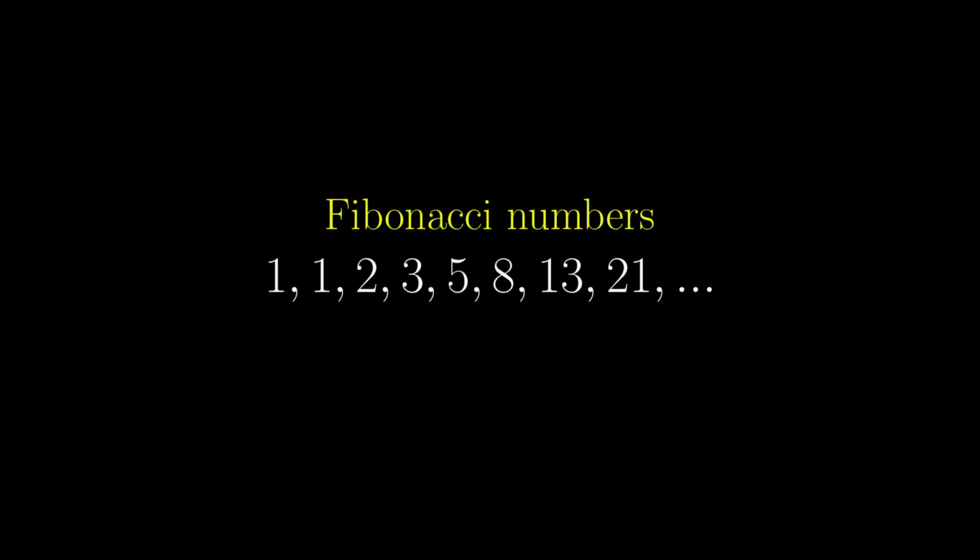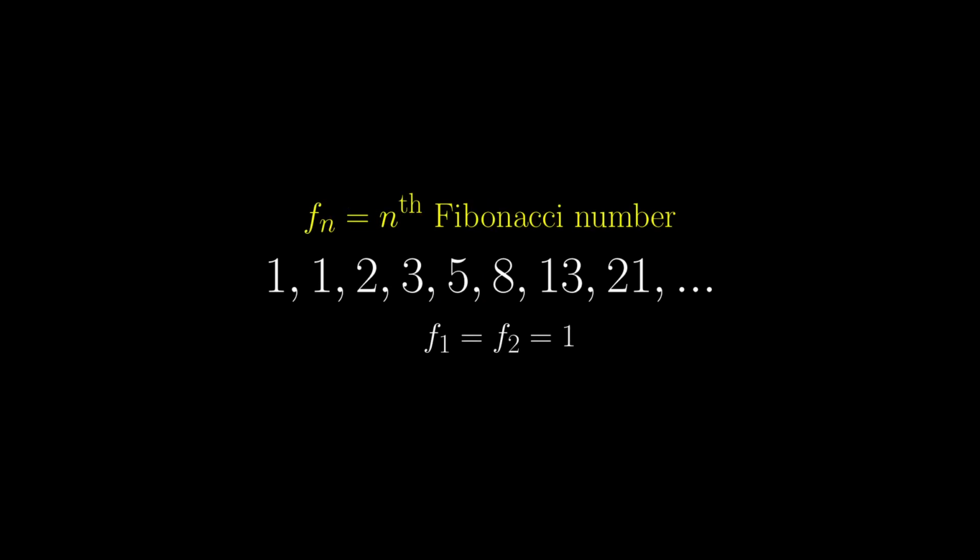The Fibonacci sequence is formed by the first two terms being 1, and any term thereafter would be the sum of the previous two. That means if we denote Fn as the nth Fibonacci number, then of course we have the first two to be 1, and also this recurrence relation.